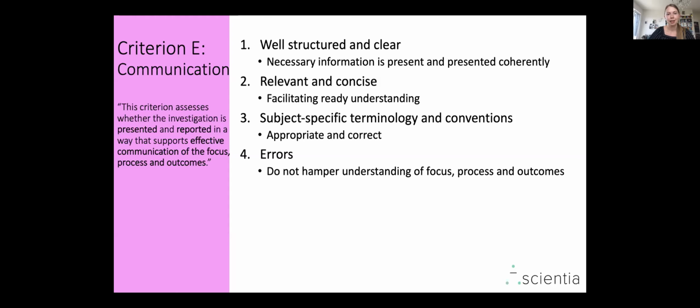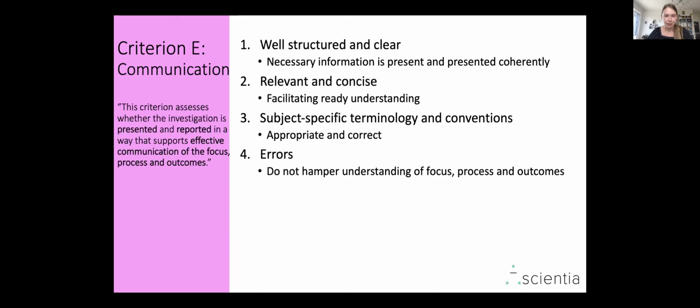Then it should be relevant and concise. And concise, just try not to waffle too much. And you're not going to be able to fit it within the page limit anyway if you're not concise, but it also will not aid your conclusion.